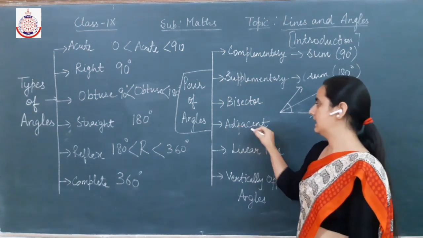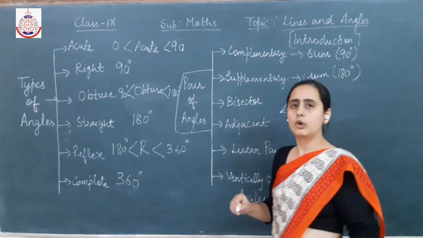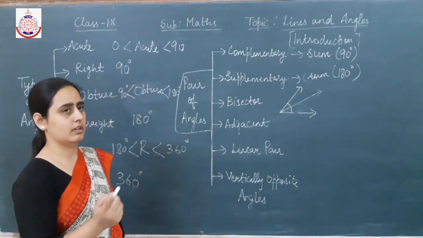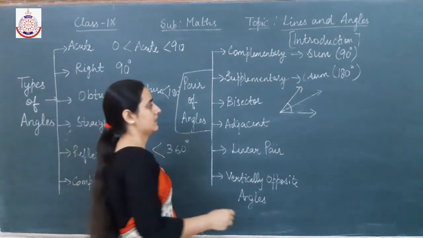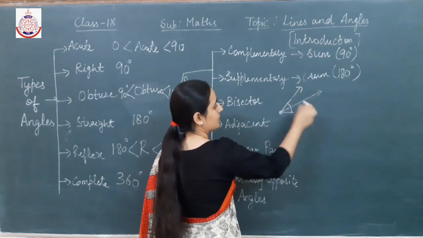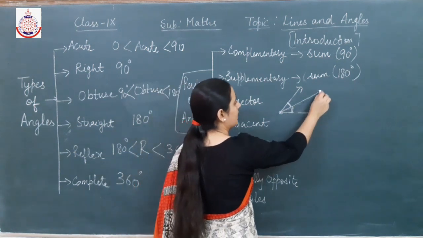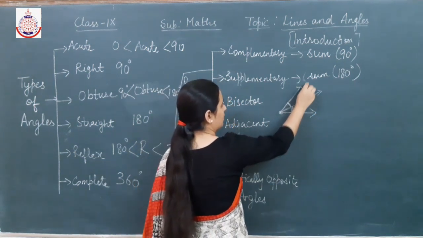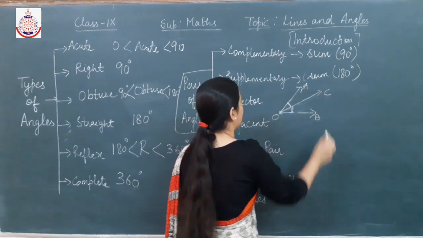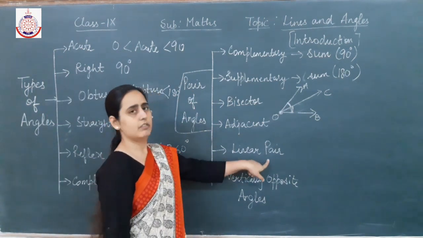Next we have adjacent angles. Now what are adjacent angles? Two angles having a common point and a common arm. One arm is common and the rest two arms are on other sides. For example, this only. This is the common point. You can see these are two angles. One is this, one is this. This is the common point. This is the common arm. So we can say, suppose the names are AOB and C, we can say angle AOC and COB are adjacent angles, right?